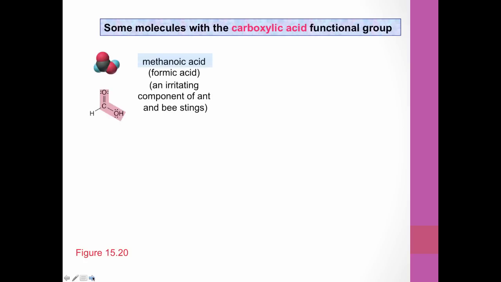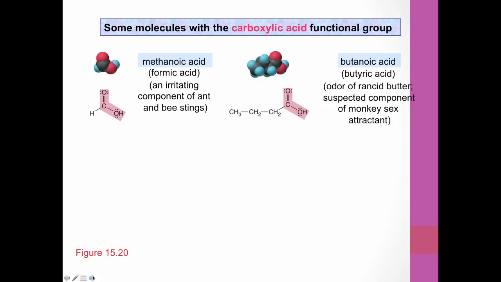Carboxylic acid functional groups that are important. Methanoic acid or formic acid is what's in ant and bee stings that cause them to hurt. Butyric acid, because this is biologically important. Here's my carboxylic acid group, so my C double bond OH. Butyric acid is the smell of rancid butter or a monkey sex attractant. So there you go. Don't go near monkeys with rancid butter.